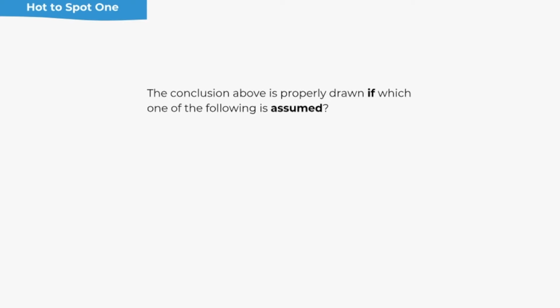Or in this case, the conclusion above is properly drawn if which one of the following is assumed. The word assumed tells you that you're on an assumption question, and then the word if tells you that it's a sufficient assumption, because if is a sufficient condition language cue. And when you pair that word if with the word assume, you're on a sufficient assumption question.